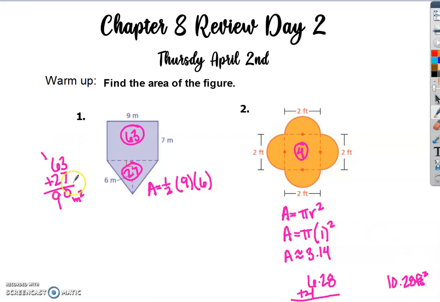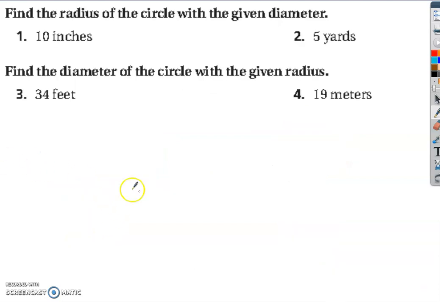Alright, just like we would on any other review for a test or quiz day, we're going to go through the Chapter 8 test, which is in the textbook. It's the very last page of the chapter. It's got the red border around it. So here we go. This is the top of the page. It says find the radius of a circle with the given diameter. So if the diameter is 10, the radius is 5. If the diameter is 5, then the radius is half of that, 2.5.